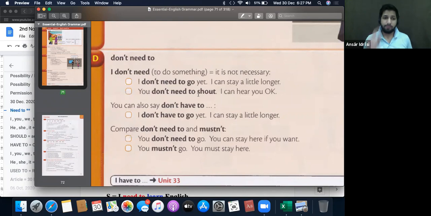You don't need to shout. आपको चिल्लाने की जरूरत नहीं है. I can hear you. Okay, मैं आपको सुन सकता हूँ. समझे? So you don't need to shout. You can also use there. You don't have to. I don't have to go yet. मुझे जाने की जरूरत नहीं है.